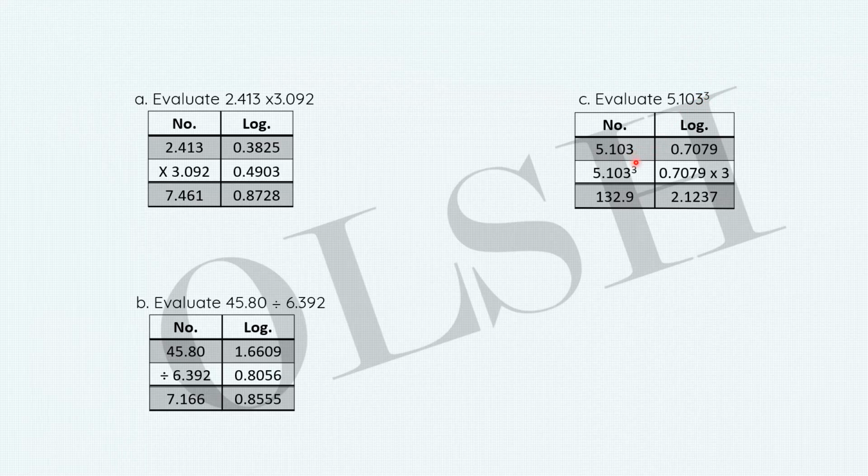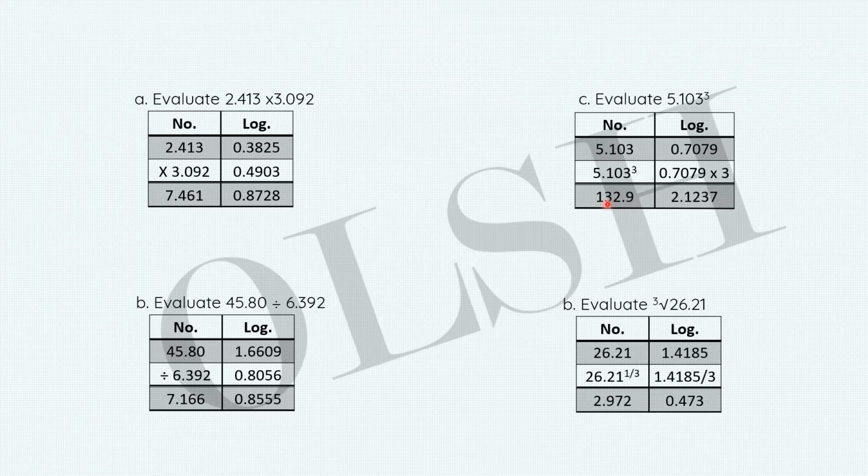So we'll do that for the third example, 5.103 raised to the power 3. We find the log of 5.103, we have 0.7079. We multiply the log we got by 3 to get the value of 5.103 cubed, we get 2.1237. We now find the antilog of this to get 132.9.